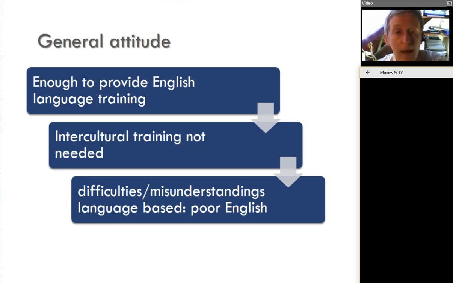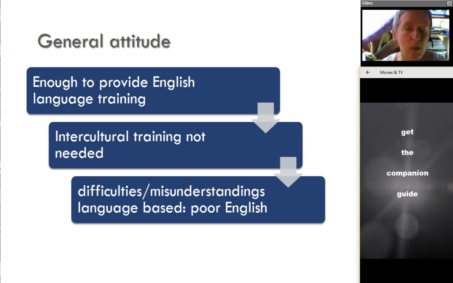So, the general attitude that I am usually confronted with when I work with language schools who ask me to provide training for them, or I work with companies who ask me to provide training for them, is that they say, well, it's enough to provide English language training. You know, they learn vocabulary, they learn grammar, and then they can go and do their job. It's often the case that they think intercultural training isn't needed, and it should certainly not be embedded in language training, and I heavily disagree with that.